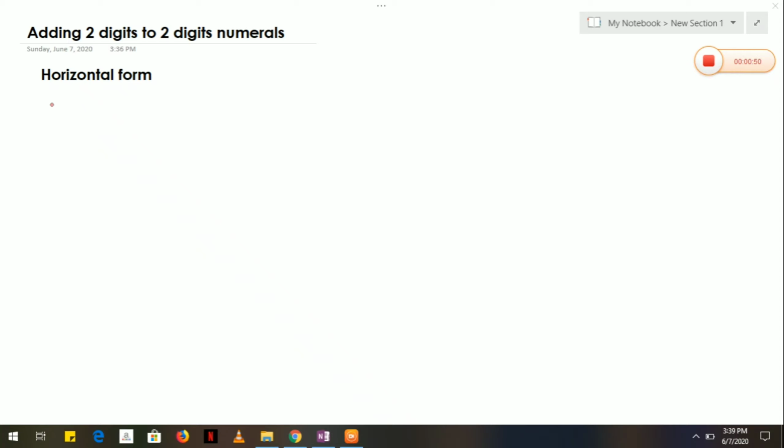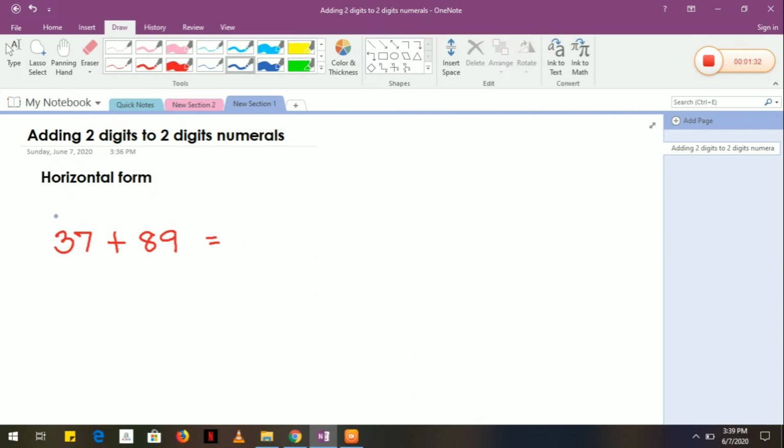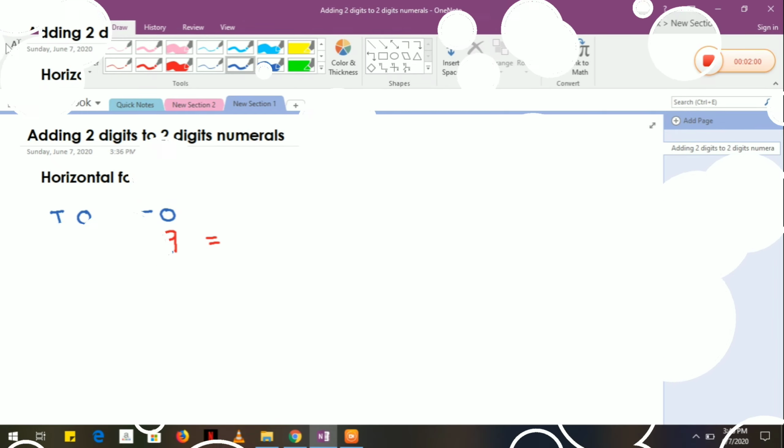First one, 37 plus 89. Okay, so in horizontal form, it is the same thing. This one is in the tens place, the other one is in the ones place, here tens and ones. So, in horizontal form, you need to add ones to ones, and tens to tens.